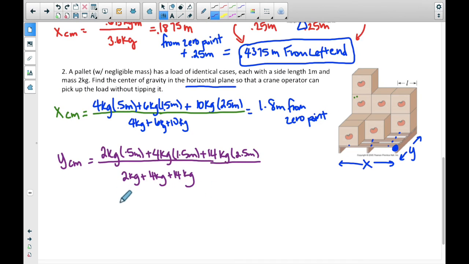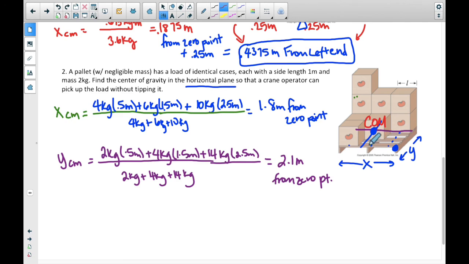And so that gives us 2 kilograms, 4 kilograms, and 14 kilograms for a total, which should be the same total as up here. And it is. It comes up to 20 kilograms in the denominator, just like it was 20 kilograms in this denominator. Go ahead and use your calculator and calculate this out. All right, so we add those together and we get 2.1 meters away from the 0 point.